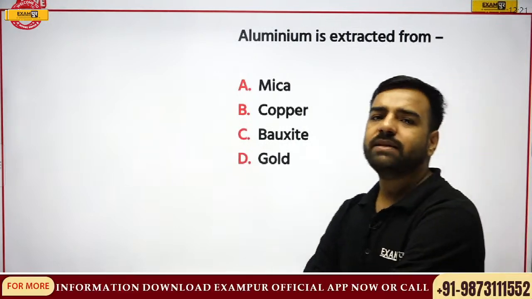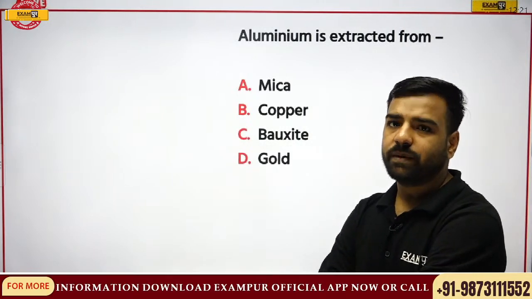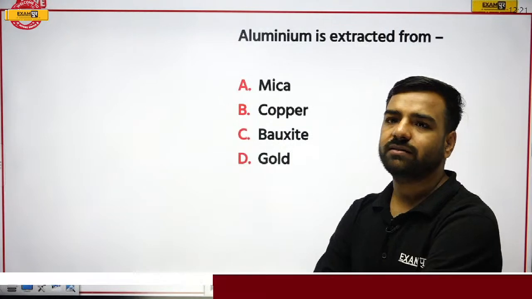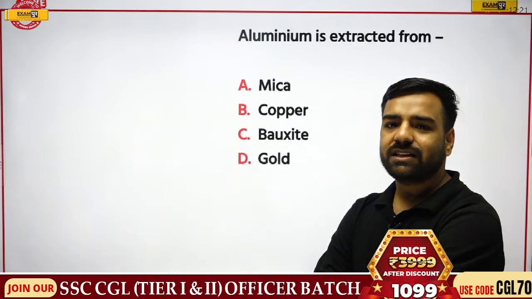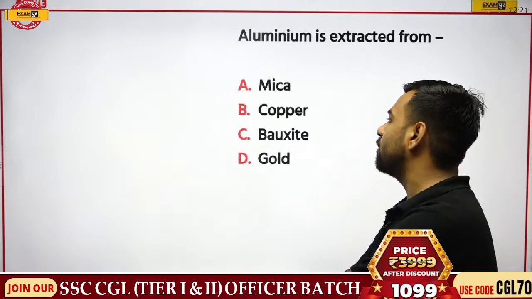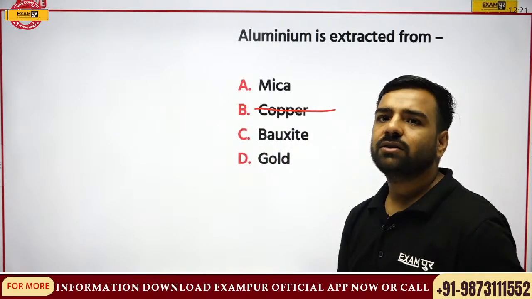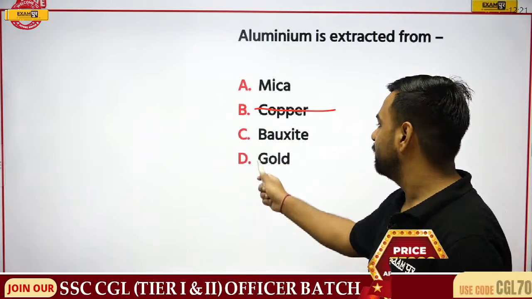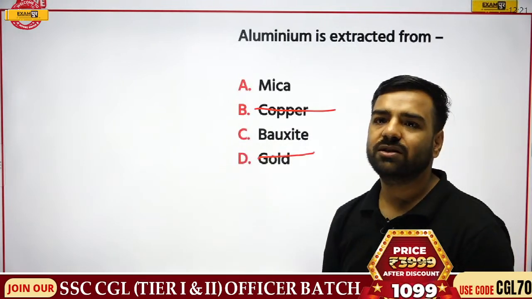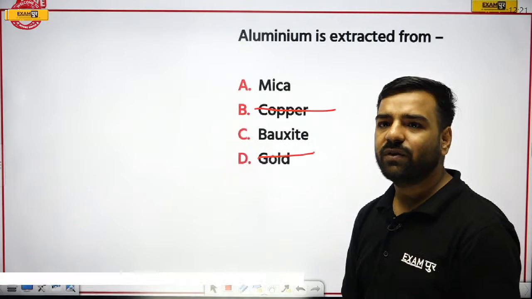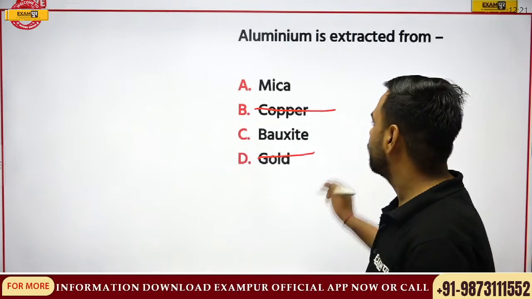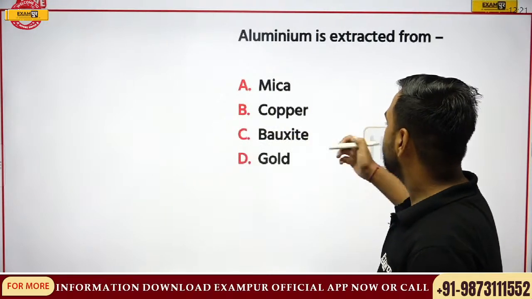Yeah. So aluminium is extracted from where? Is it mica, copper, bauxite, or gold? What is the correct answer? Now it is quite easy because if I try to eliminate the options, I know that copper and gold are metals, right? These are elements, these are not ores. So we can directly eliminate them. Now Vikramaditya has already given the answer and that's totally correct. The correct answer is going to be bauxite.